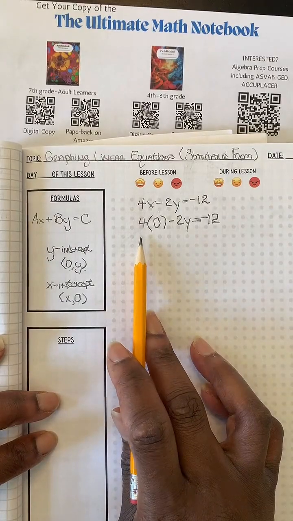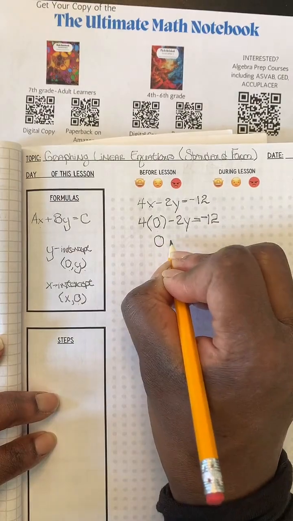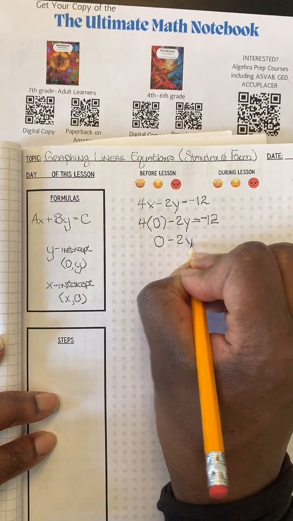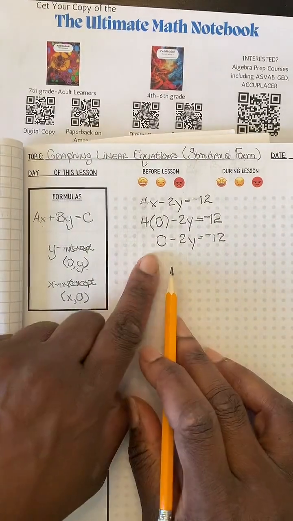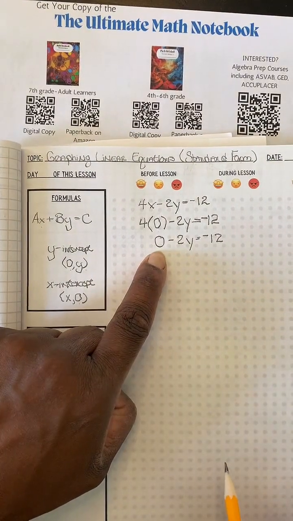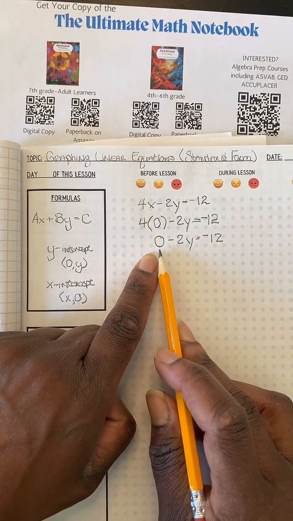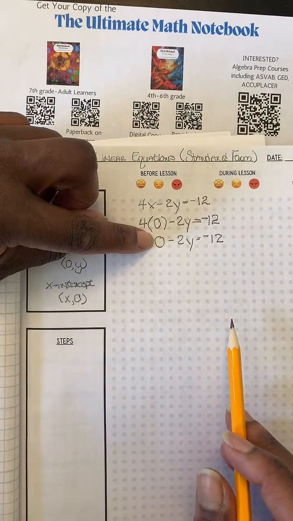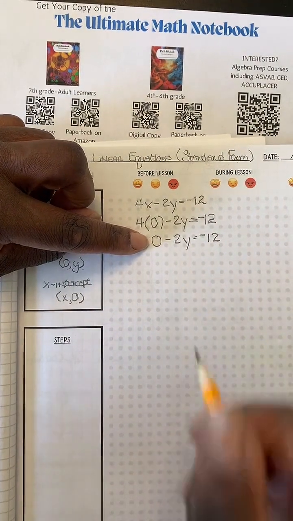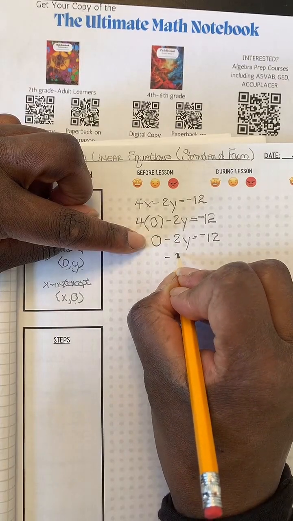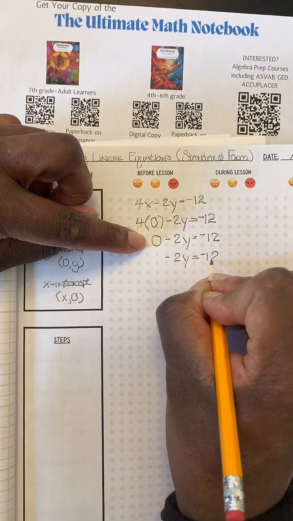So we all know anything times 0 is 0. Since 0 is also known as a placeholder, I don't really need this anymore. A lot of people ask, okay, what do I do with the 0? You don't really need it because on the same side of the equal sign, we have the negative 2y. So I'm just going to bring down the negative 2y equals negative 12.